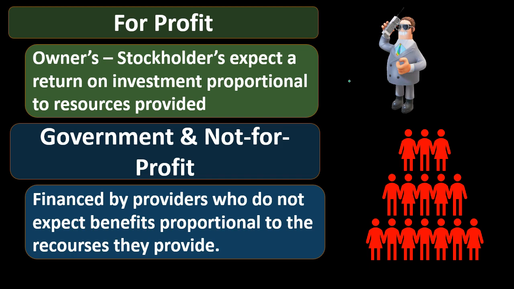We're going to be making sure that we measure the performance of the organization to see that we are getting a return. That means that the stockholders of the organization are really the primary people that check whether or not that organization is achieving their objectives because they expect to have that market pressure, that market return on the investment that they have put into the organization. Both government and not-for-profit organizations are financed by providers who do not expect benefits proportional to the resources they provide.